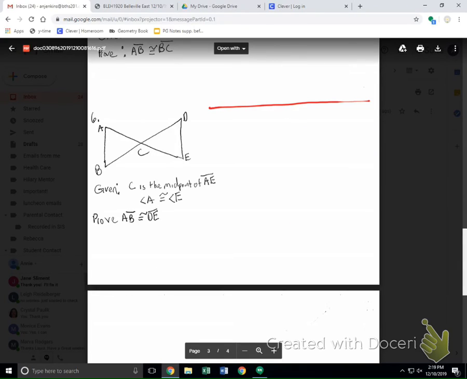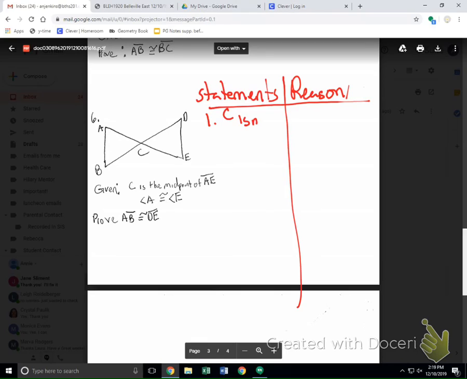Our first part is to create our table with statements and reasons. Okay, so our first thing is to state what we know. We know that C is the midpoint of AE, and we know it because it's given. Our next one is that A is congruent to E. How did you know it? It's given. Okay, so we have A and E being congruent.